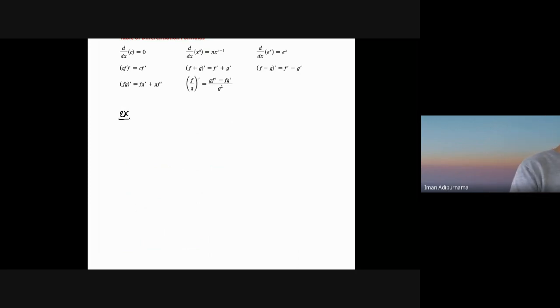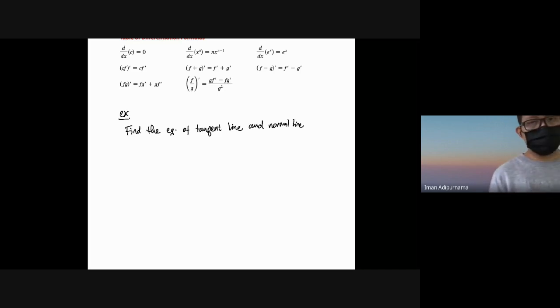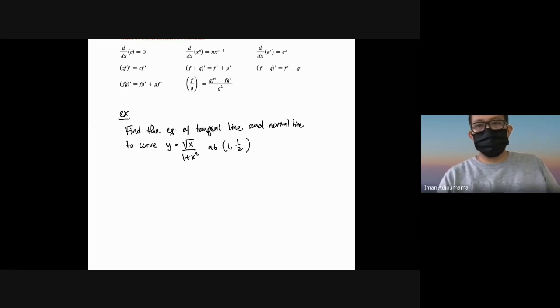Okay, find the equation of tangent line and normal line. So you need to find two lines, tangent line and normal line, to the curve. Okay, that's just the question. So you need to define two equations of line, tangent and normal.